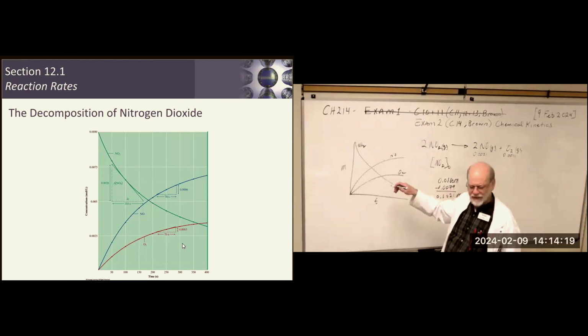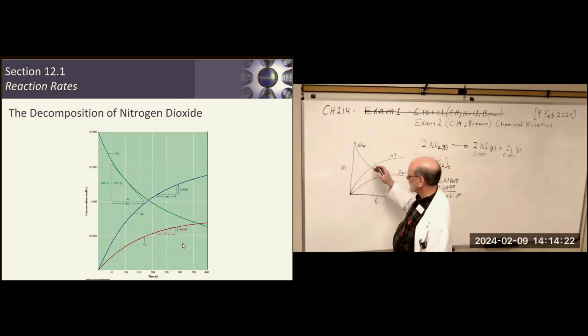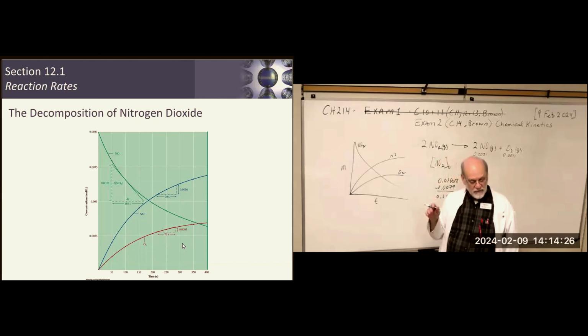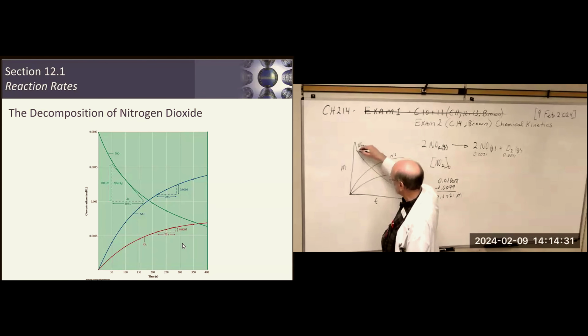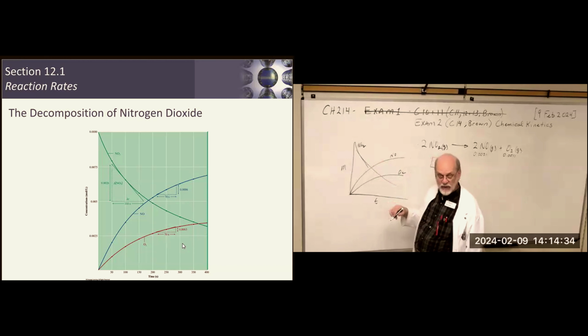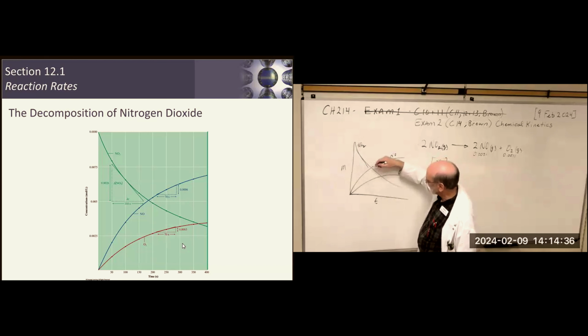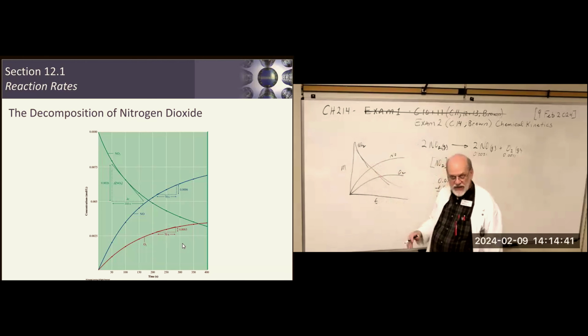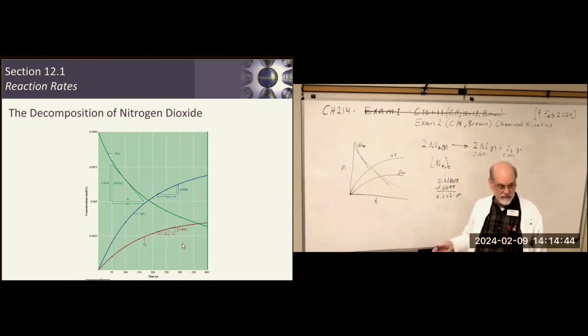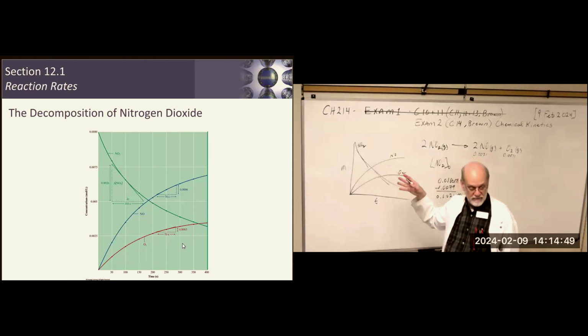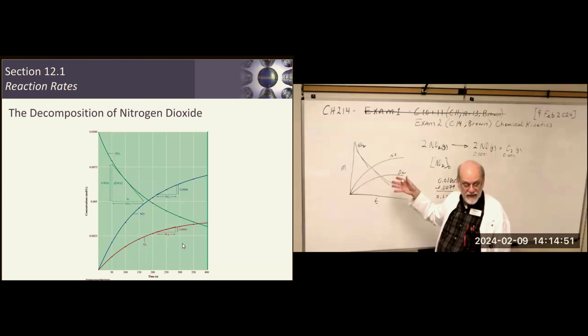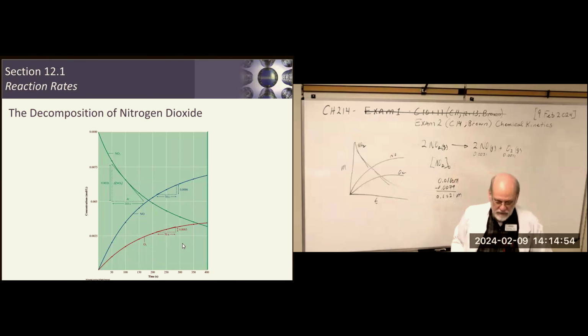Oh, I erased it. So the slope of the line, when you have a curve like that, you have an instantaneous slope. So at any point on here, the tangent to that point is the slope of the line at that point. So it's that way, and then as we get less and less of NO2, the slope of the line shallows out and the rate decreases. Okay. Now that's characteristic of this reaction. Some reactions behave differently. And that's a key point.